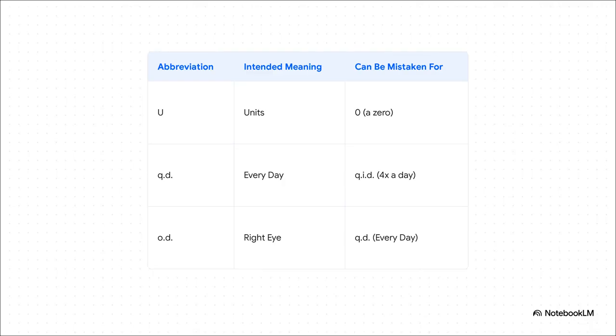Just look at these examples from the Institute for Safe Medication Practices official Do Not Use list. A sloppily written U for units can easily be mistaken for a 0. The Latin QD for every day looks almost identical to QID, which means 4 times a day. And OD for right eye? A pharmacist in a hurry might easily see that as QD for every day. You can see how quickly this gets incredibly risky.